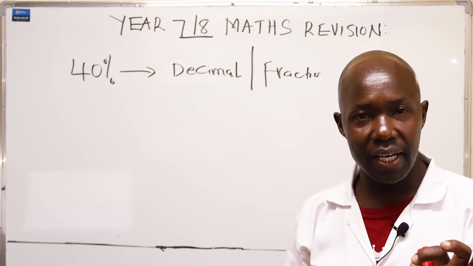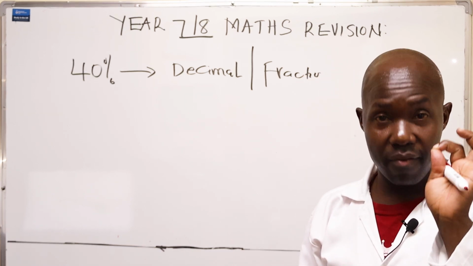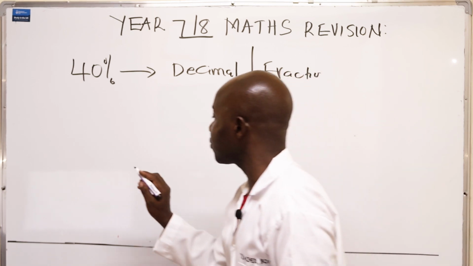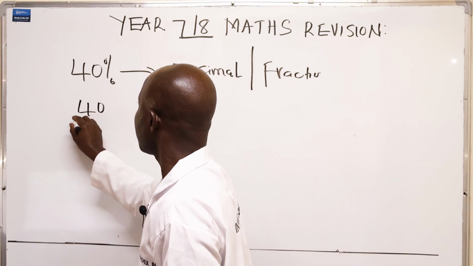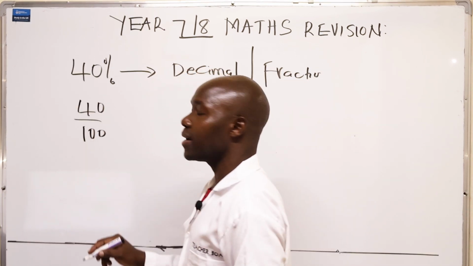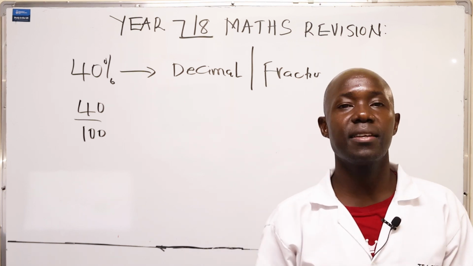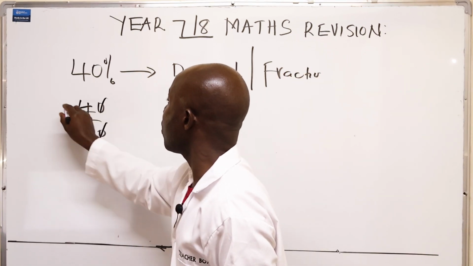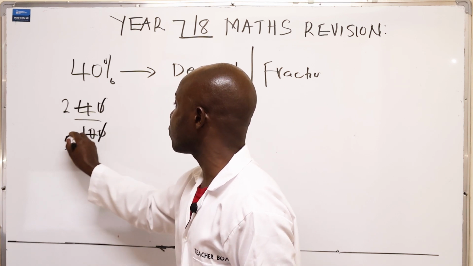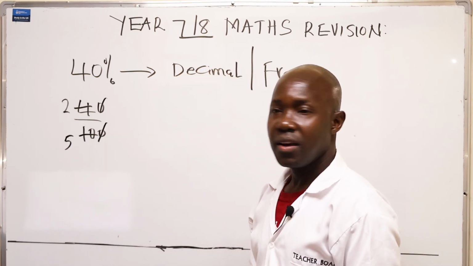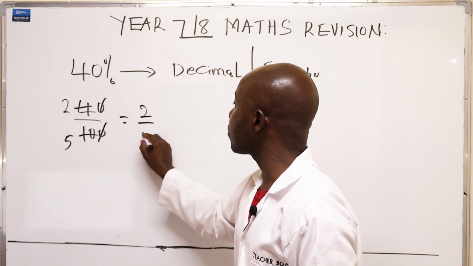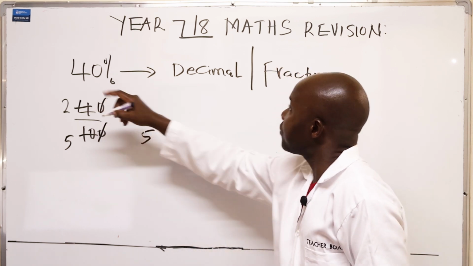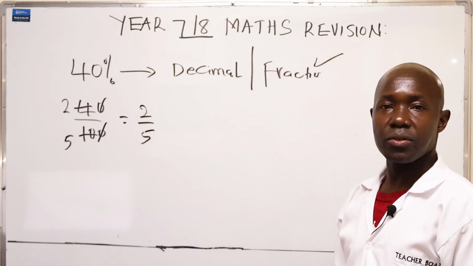Whenever you have a percentage, the first step is to put it over 100. So what you are supposed to do here, take 40, divide by 100. Then you simplify it to simplified form. So we cancel 0, 2 goes into 4 twice, 2 goes into 10, 5 times. So you are supposed to get 2 out of 5, changing our 40% into fraction.